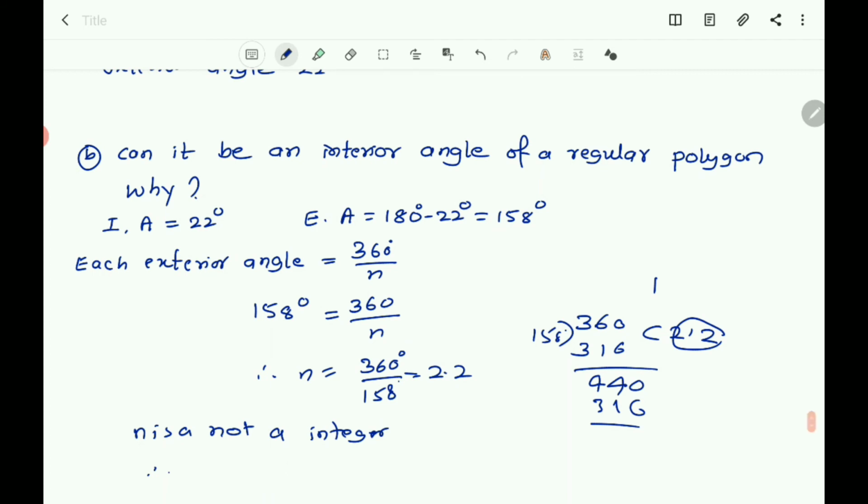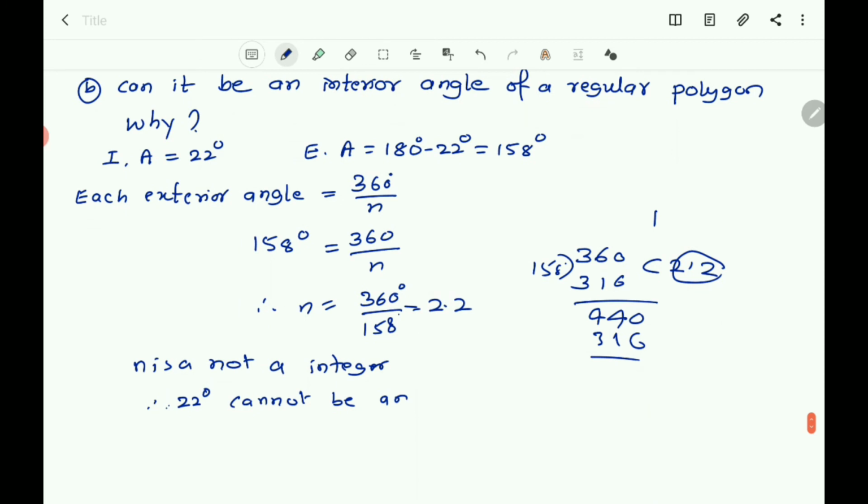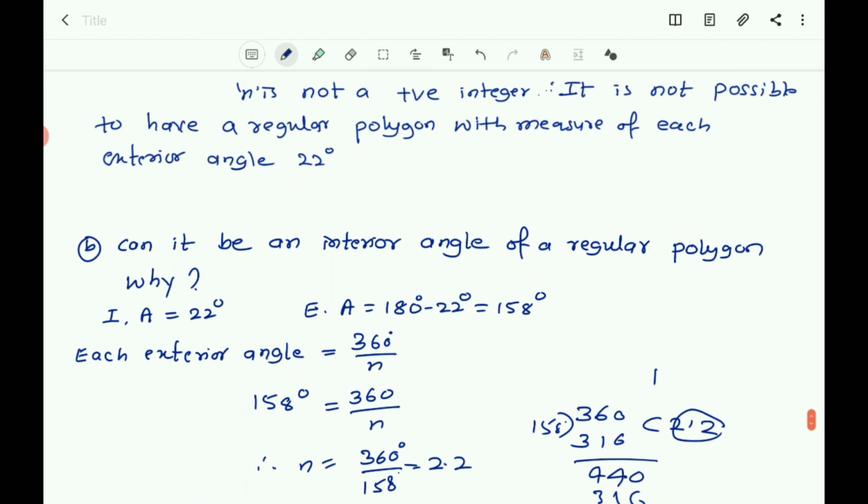Therefore, what you can say, 22 degree cannot be an interior angle of a regular polygon. It may be the interior angle of a non-regular polygon, but it cannot be an interior angle of a regular polygon. So you can't have the regular polygon with exterior angle 22 degree and also interior angle 22 degree.